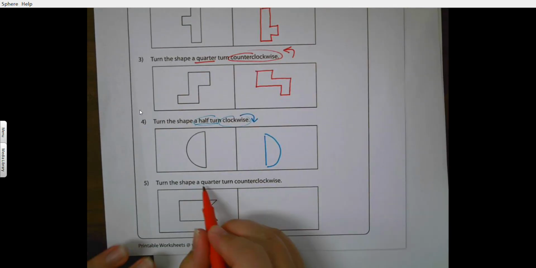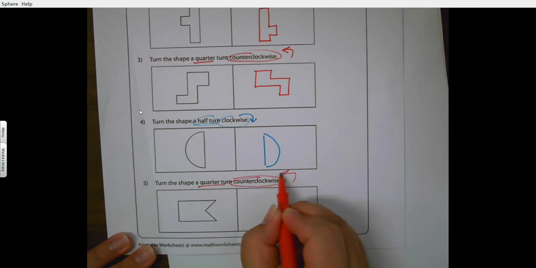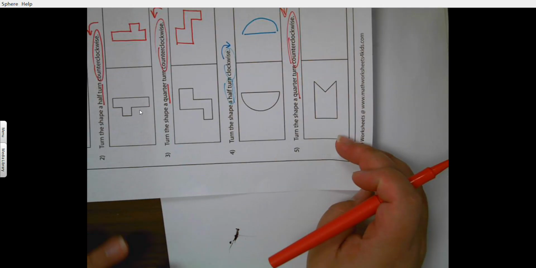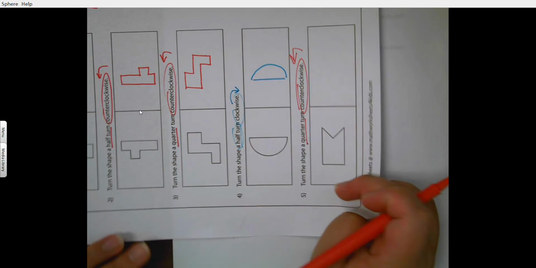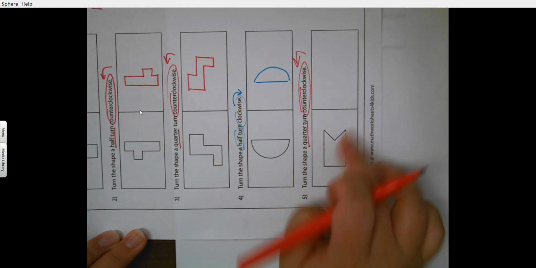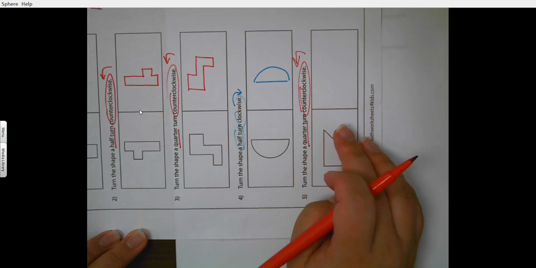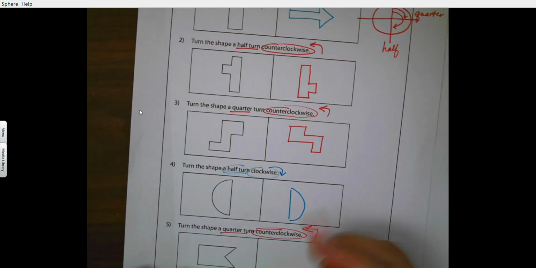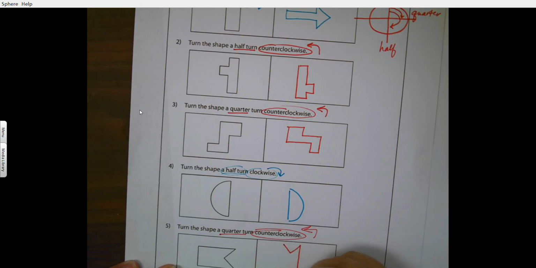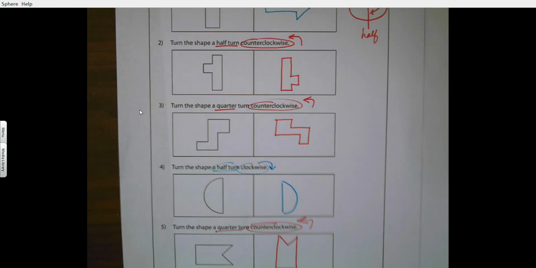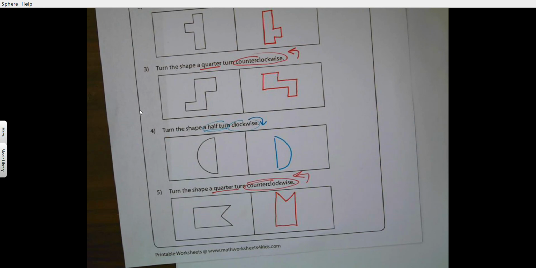Okay, a quarter turn counterclockwise. Quarter turn counterclockwise. So remember what this looks like. The arrow now points up. Okay, turn it back. And there we go. Check out those answers and your homework.